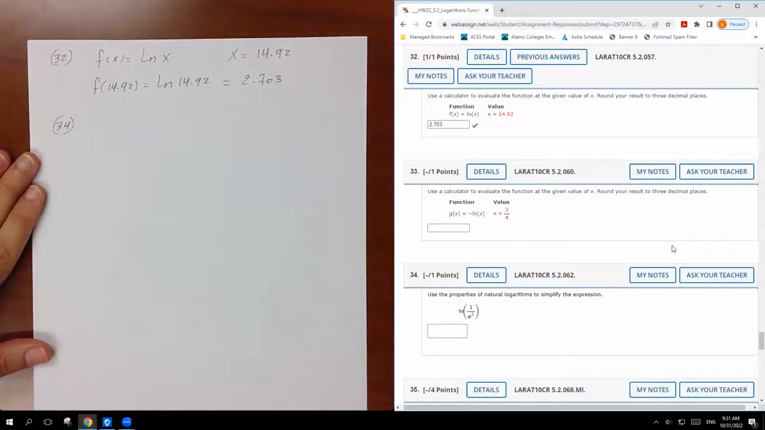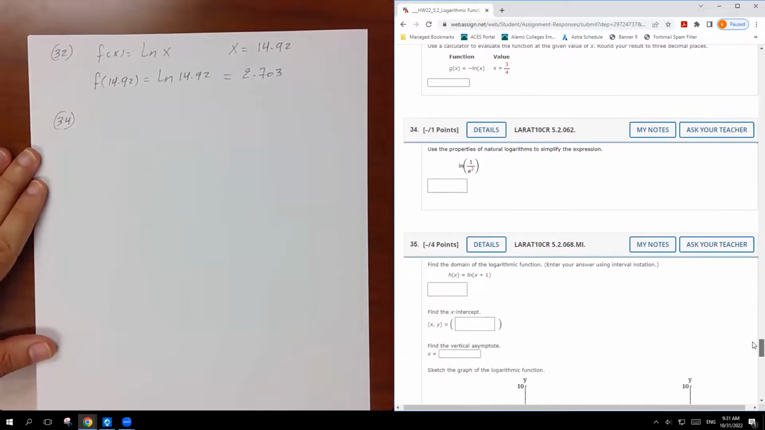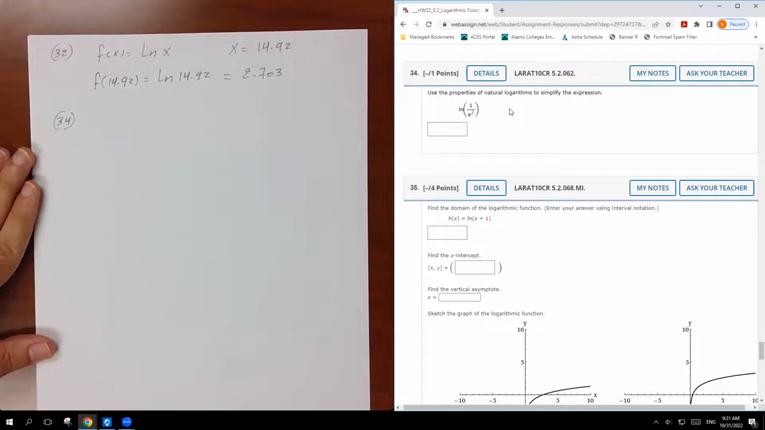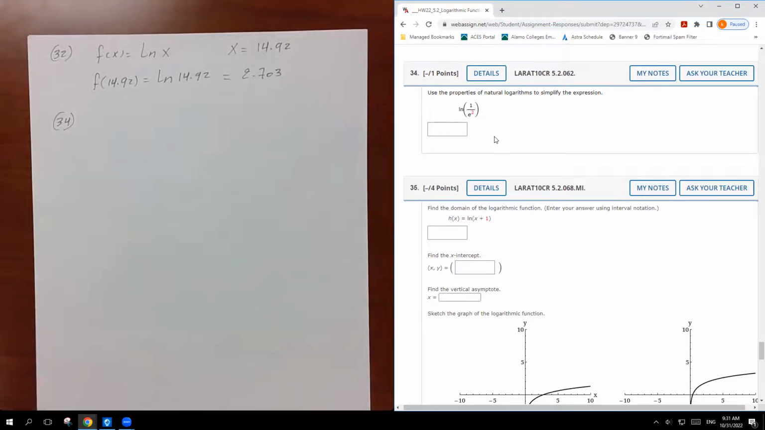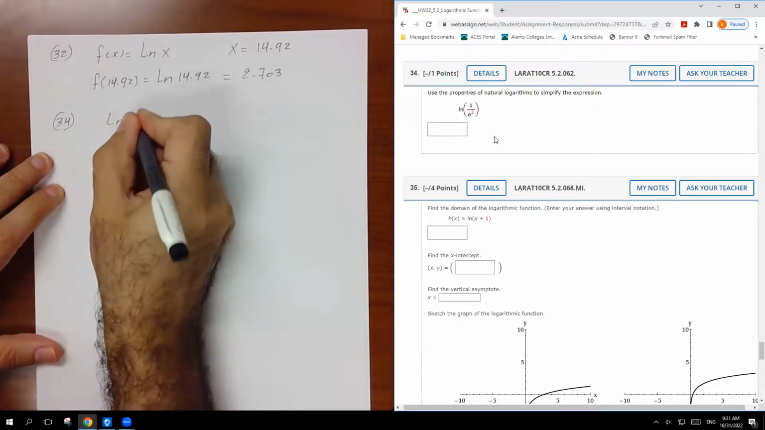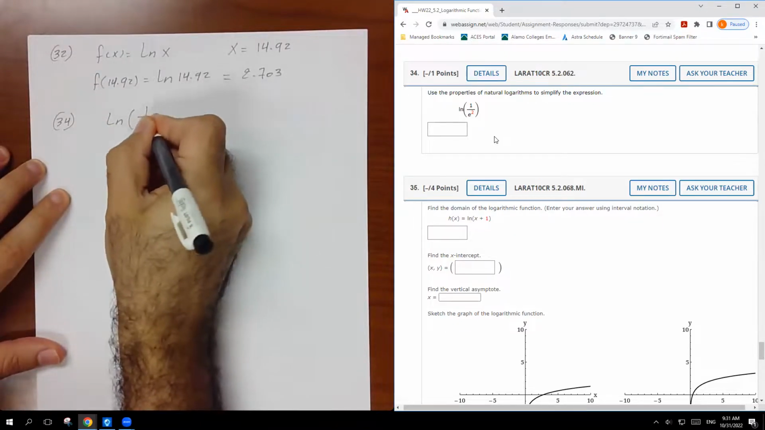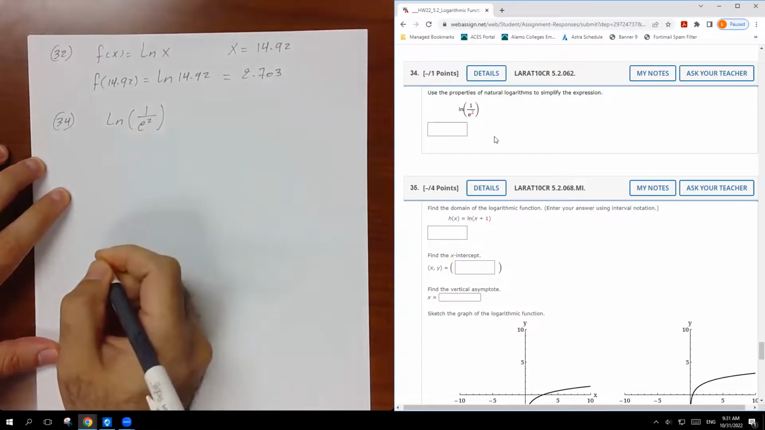We're going to solve example 34. Use the properties of natural logarithm to simplify the expression. So we need to simplify this one. If you look at this one, it's ln of 1 over e squared. We need to simplify this one.